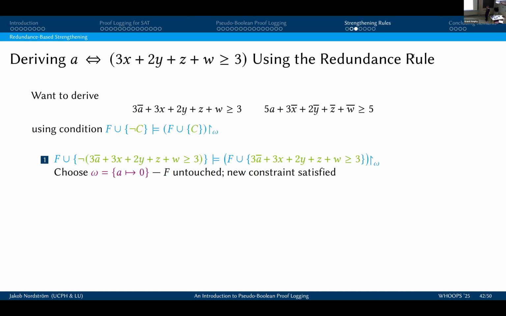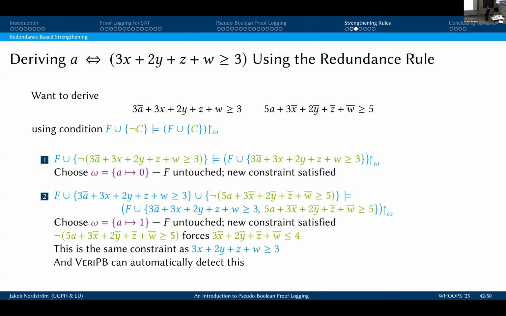I would just choose the witness A to be false, and then it's kind of clear that I need to prove this, but this new constraint is satisfied, it's vacuous, and omega didn't touch anything else of F, so clearly this implication holds. Then when you want to add the second constraint, this is okay to add because you can always set A to false.